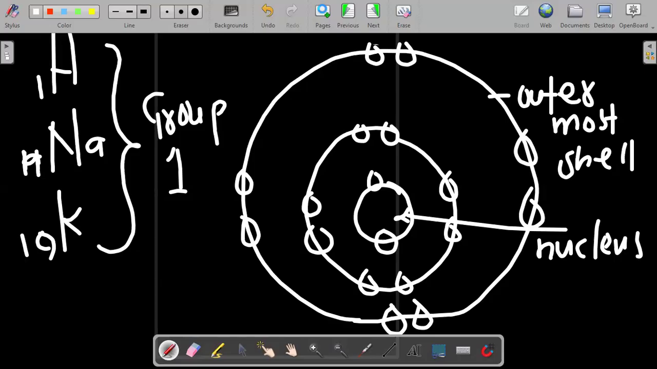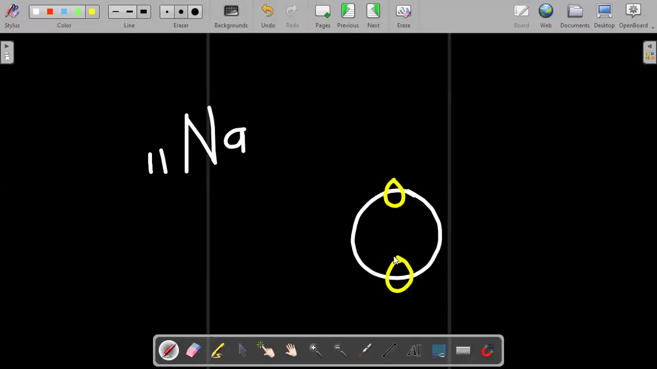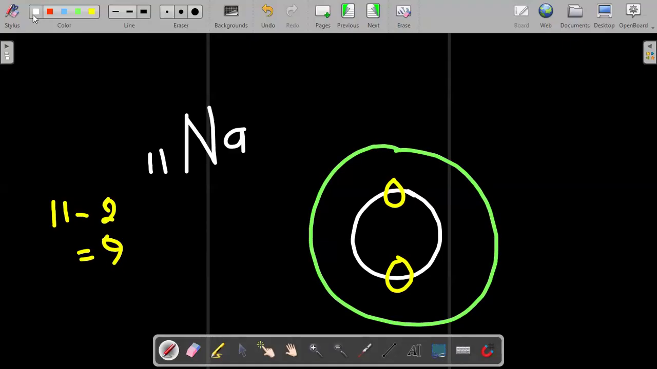So let's use sodium now. Sodium is Na and it's 11. How will I arrange 11? The first electron shell we said is 2. I'm going to put 2 electrons here. If I remove 2 from 11, I'm left with 9 electrons. I will now arrange this 9. The second electron shell must contain 8 electrons: this is 2, this is 4, this is 6, and this is 8. If I add the first 2 to the second 8, that is 10 already.